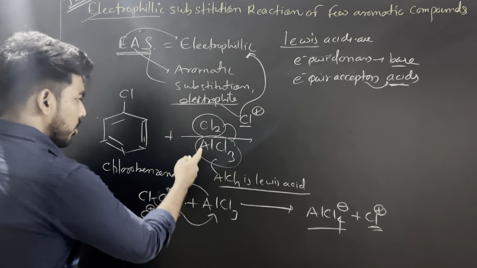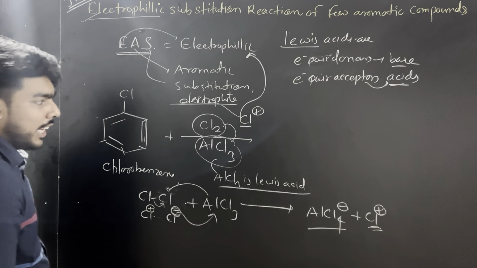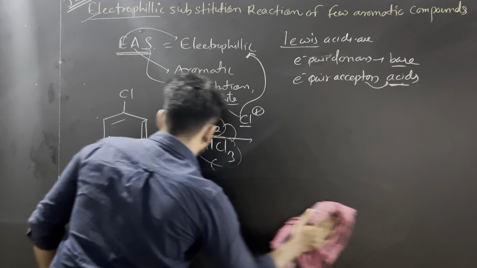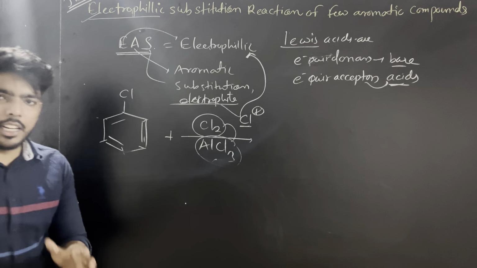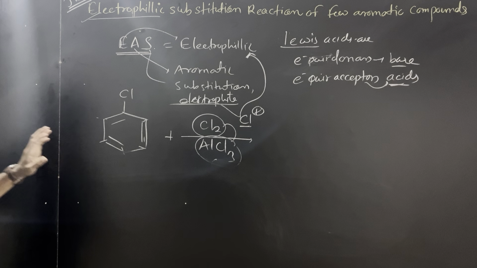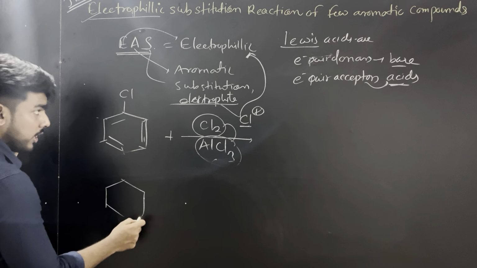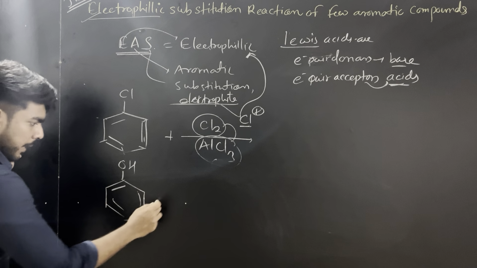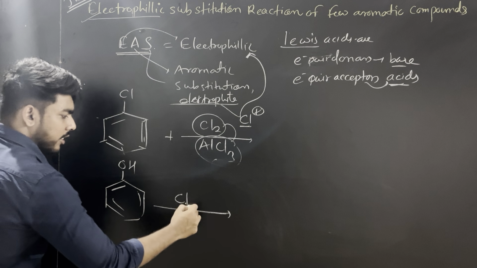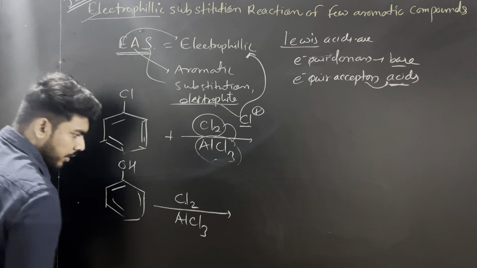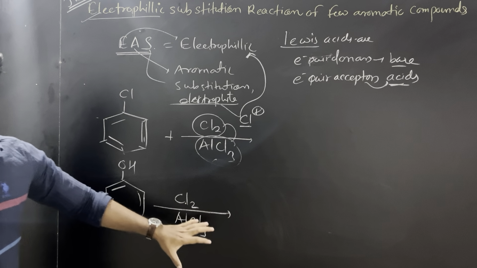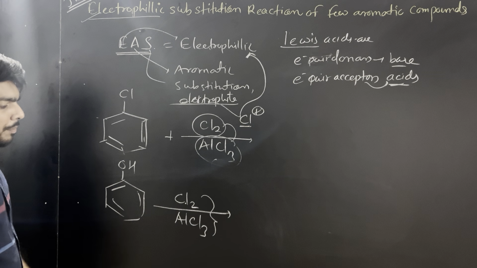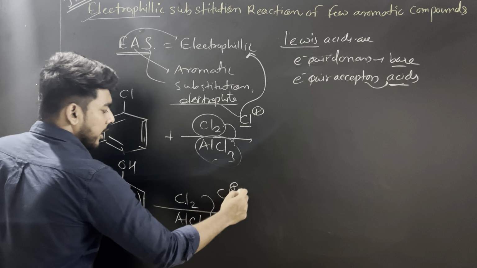I'm telling you how many ways you can design a question according to this concept of electrophilic aromatic substitution. For example, the same question can be designed like this. Here they give this type of compound, which is a phenol, and we can design the same reaction, Cl2 plus AlCl3. Again the reaction is the same: these two react with each other and generate the Cl plus electrophile.